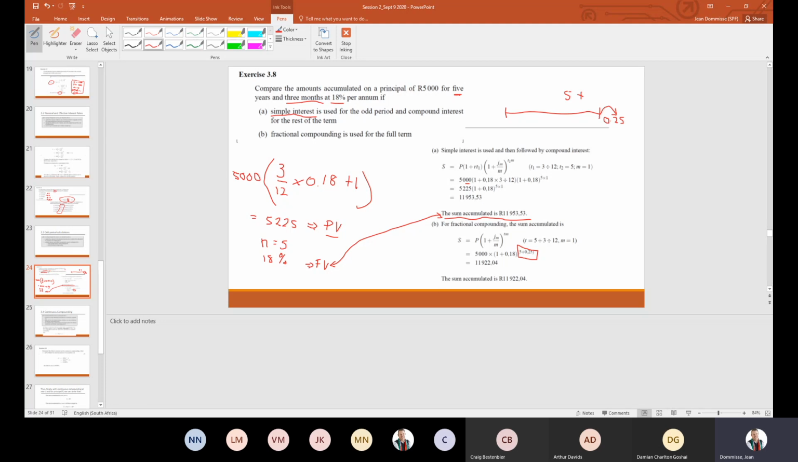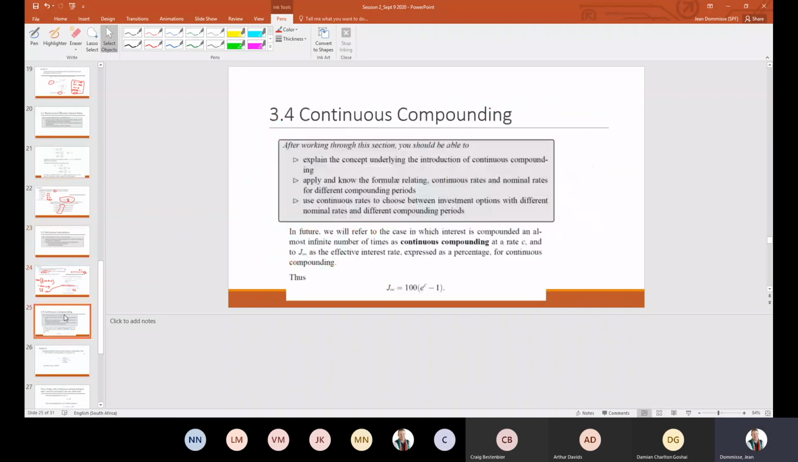Okay, so that part is the compounding, fractional compounding and the odd period calculation. Then the other thing that they also bring in is the continuous compounding. Again, I think it is very interesting, or actually, it is very complex and confusing because now they're using continuous compounding.